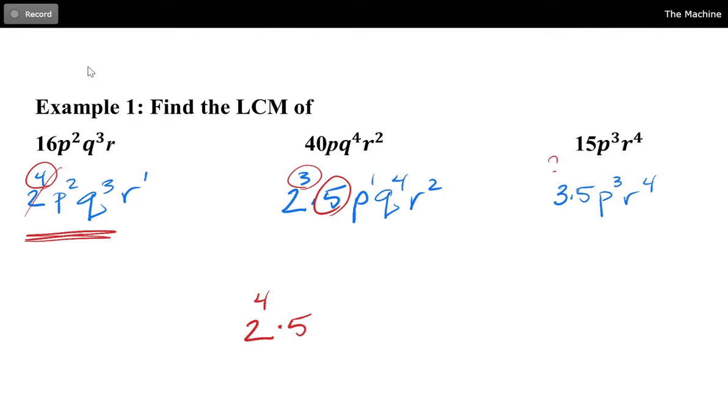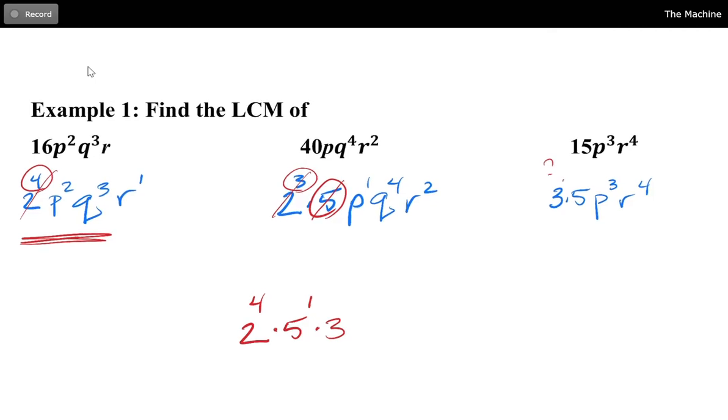And what's the highest exponent on 5? It's going to be a 1. You don't have to write that. I'm just pointing it out. Okay, so now I'm done with the 2's and the 5's. Do I have anything remaining? Oh, I've got a 3. And what's the highest exponent on the 3? Well, I've only got 1. So it's going to be 3 there. And now I'm done with all the numbers. I already got that 5.